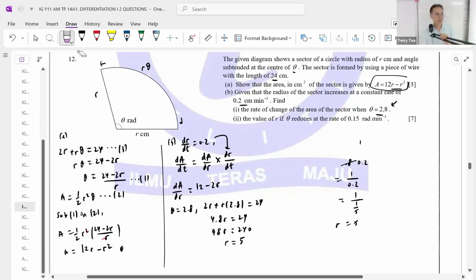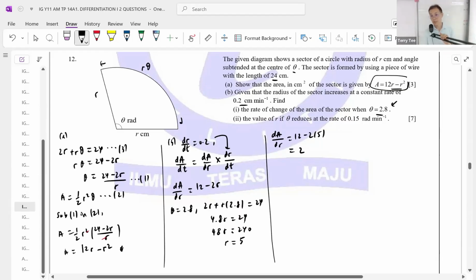If not, use the long way, long division. So you know your r. Okay, but you need to take your r, sub inside your dA/dr. Your dA/dr is therefore 12 minus 2 times 5. That gives us 2, right? 2 times 5 is 10, 12 minus 10 is 2. Then you take this, I know it's very long, 7 marks. Sub inside here, your dA/dt is therefore 2 times 0.2, answer 0.4. This will be cm squared per minute.